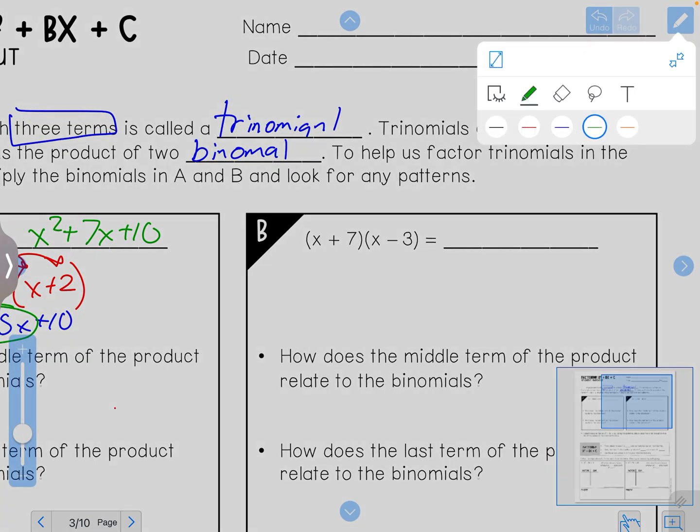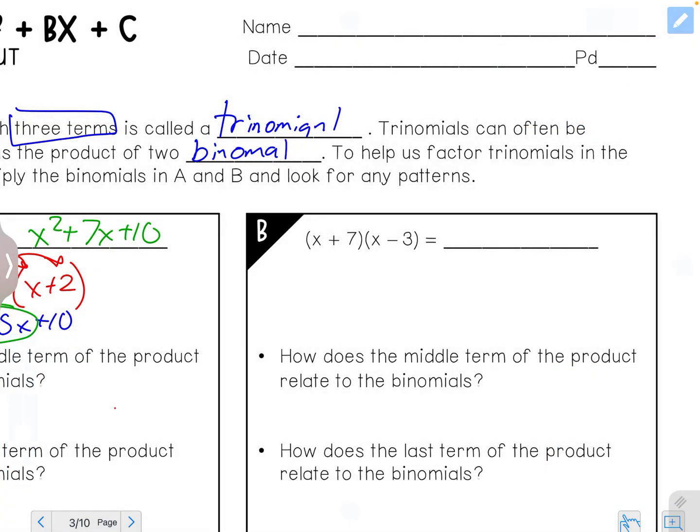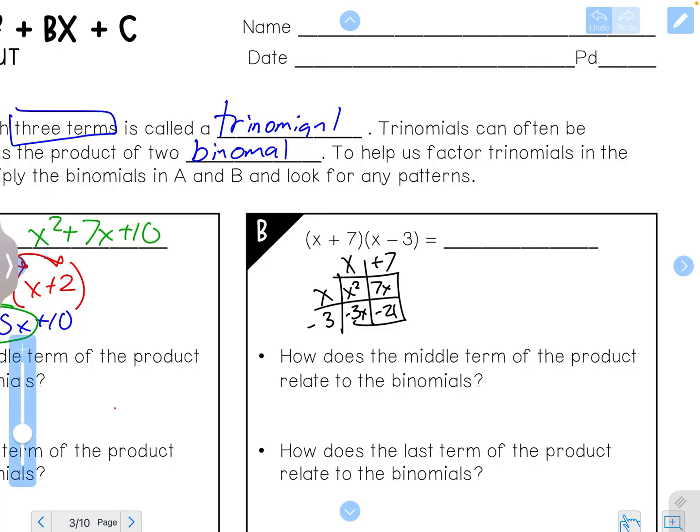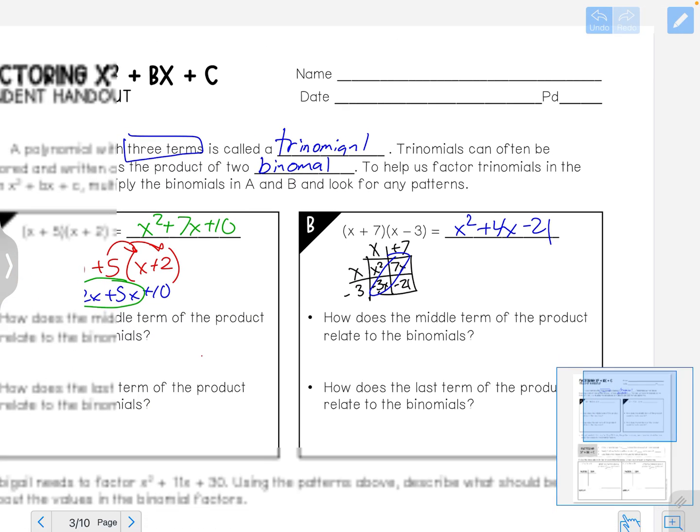I'm going to real quick do this next one as well. So I'm going to do this one in box method. So x plus 7, x minus 3, we get x squared plus 7x minus 3x minus 21. We combine our like terms, and we get x squared plus 4x minus 21.